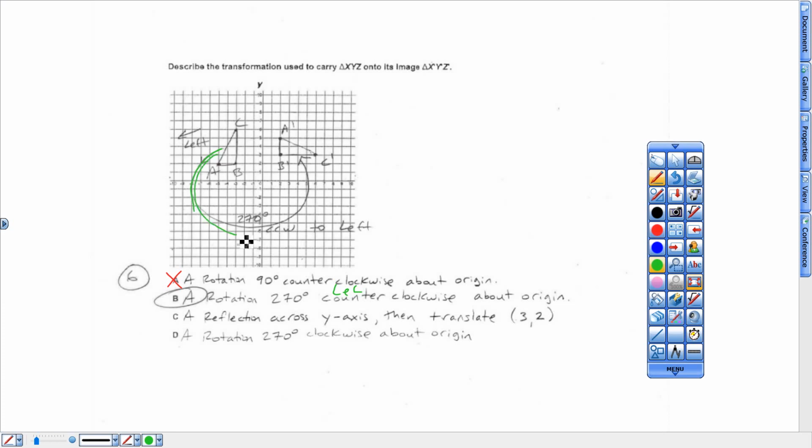We'll go 1, 2, and then a third right there. That is 270. You're not doing a 360-degree turn back to that spot. You're doing a 3/4 of a turn, 270 to the left, puts that right on top.